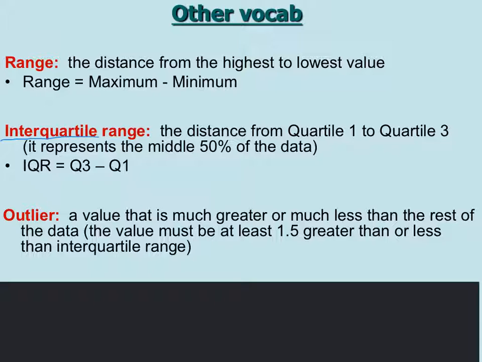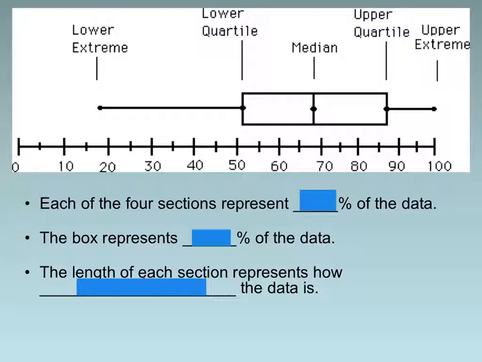Outliers affect data in different ways. With a box and whisker plot, it would really just make the box and whisker plot look longer than it really should be for the rest of the data that you have. Okay, so next thing we're going to do is label the box and whisker plot and then answer some questions about a basic box and whisker plot.